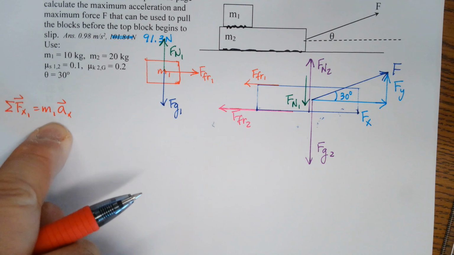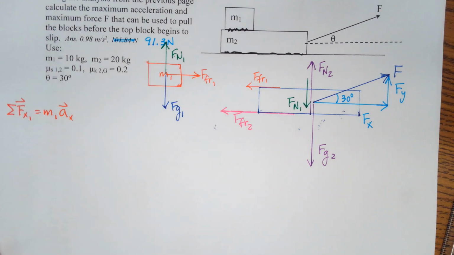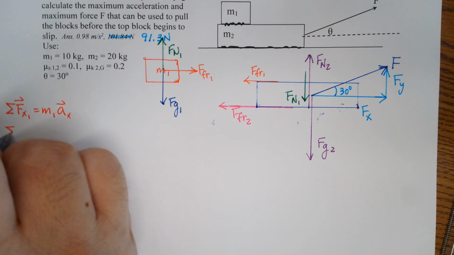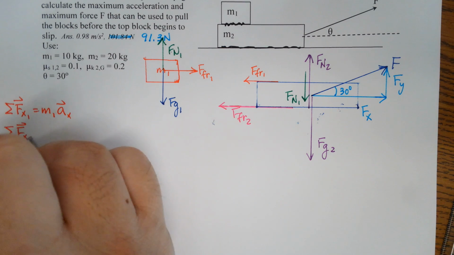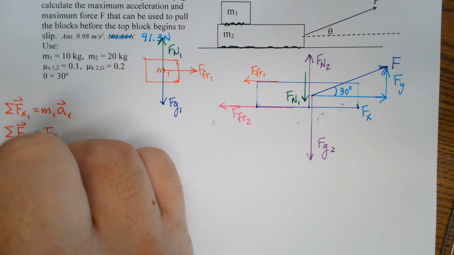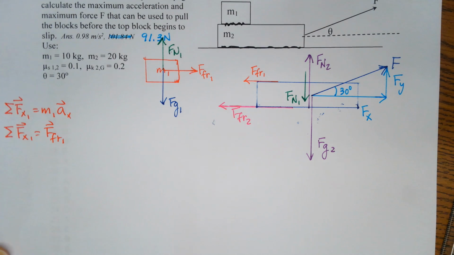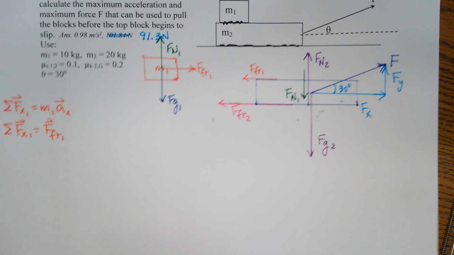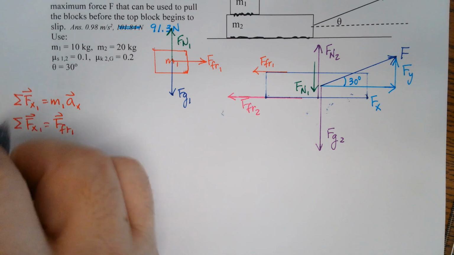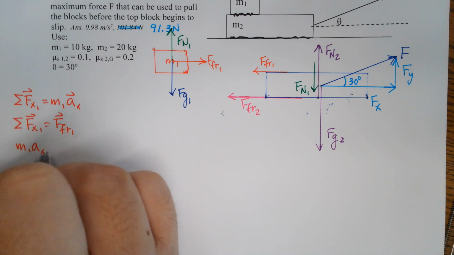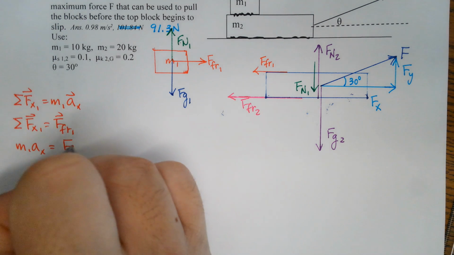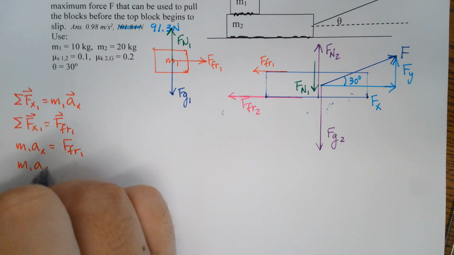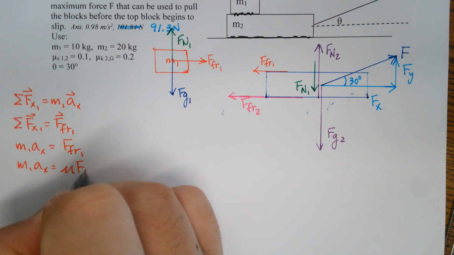Now this acceleration is the same for both the top block and the bottom block because they're moving together. However, sum of all forces in the x direction, there's only one force, and that is the frictional force 1 that's causing that block 1 to accelerate in the positive direction. Okay? So here, if I set them equal to each other, m1ax is equal to friction 1. But what is my friction 1? My friction 1 is equal to mu times F normal 1.